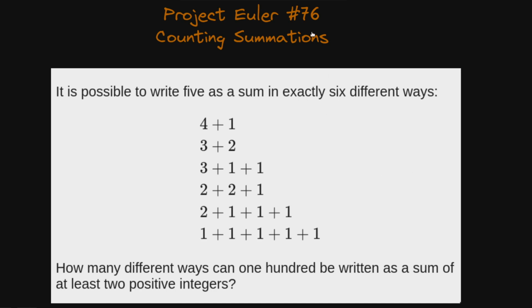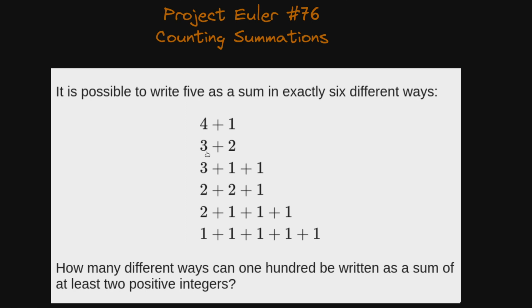Let's look at problem 76 from Project Euler, counting summations. In this, we are given that it is possible to write 5 as a sum in exactly 6 different ways. So 5 can be represented as 4 plus 1, 3 plus 2, and so on. And notice that the ordering does not matter in these summations.